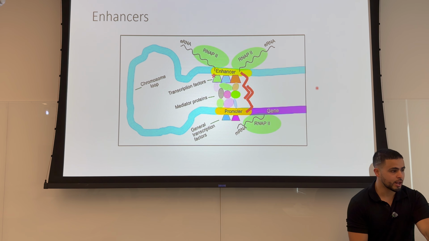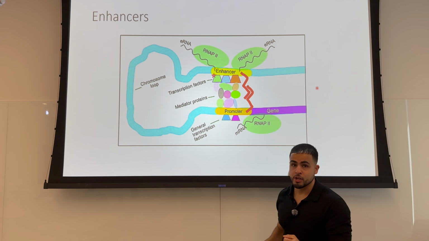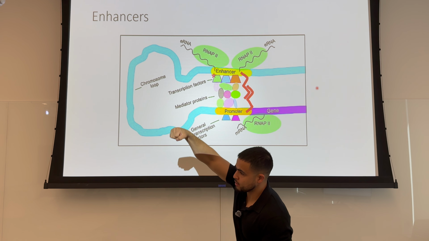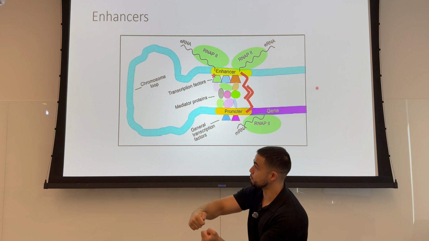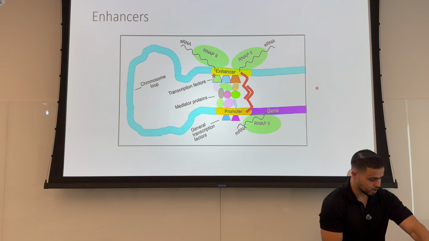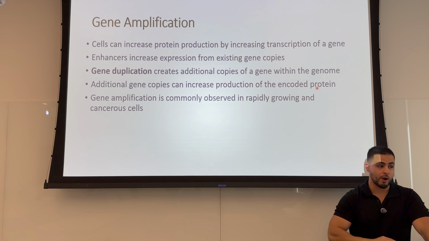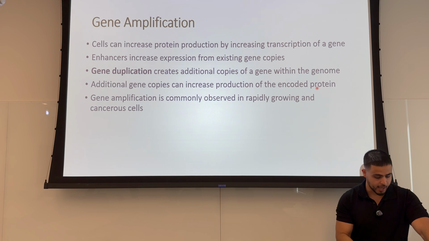And one thing I did want to point out over here, that notice because the enhancer is so far away from the promoter, you have to loop it, kind of in a hairpin loop, and bring it closer together like that. So that's just something that they'll sometimes mention on the MCAT. And then gene amplification is commonly seen in rapidly growing cells and in cancerous cells.